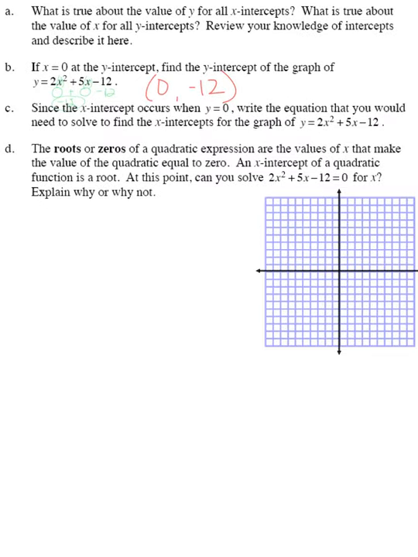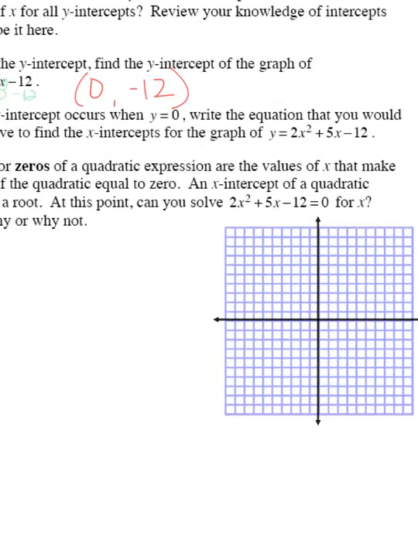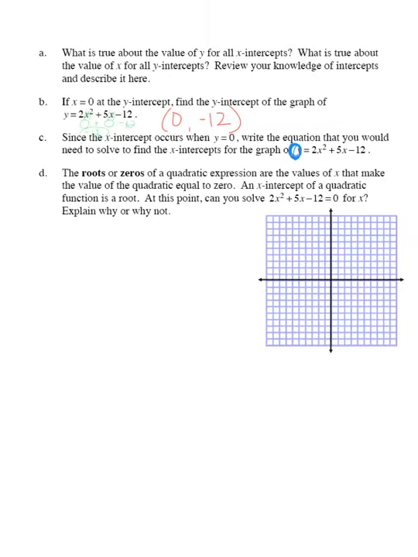Since the x-intercept occurs when y is 0, write the equation that you would need to solve to find the x-intercepts. In that case, we would want to change the y to be a 0. So we have 0 equals 2x squared plus 5x minus 12. Right now, you don't know how to solve this, but we're going to learn.